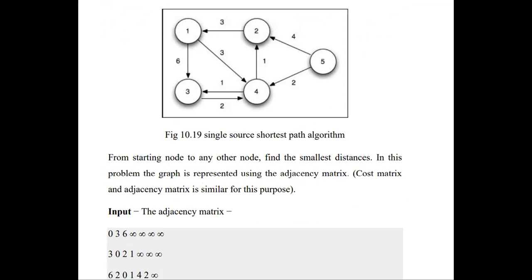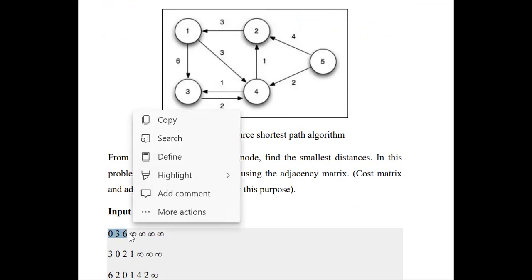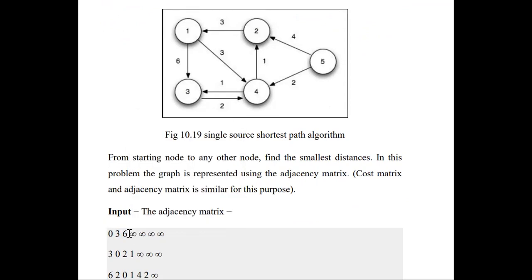In this problem, the graph is represented using an adjacency matrix. Here we can use the cost and adjacency matrix for a similar purpose. If there is a path from the source to another vertex, we have to check the cost of the distance in the adjacency matrix. If any other vertex has no cost between the two vertices, we denote it as infinity.